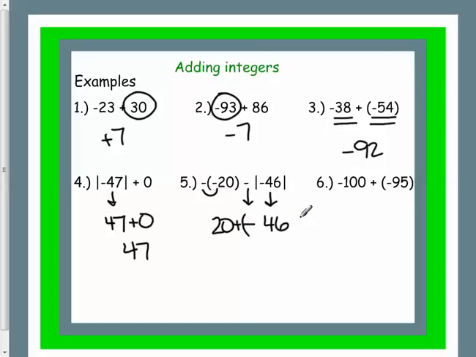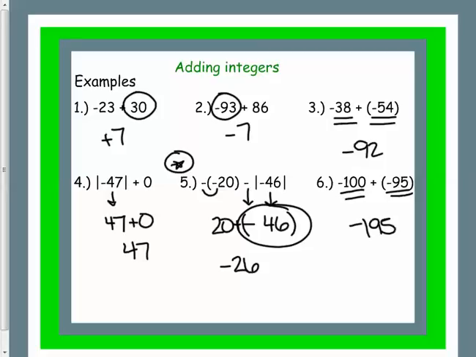In this one, we can think of it as an addition problem. This one's a little bit trickier, so please star it. It's a hard problem. 20 plus negative 46. He has the bigger absolute value, so we get 26 negatives. And down here, these guys have the same sign, so keep the sign and add them together.